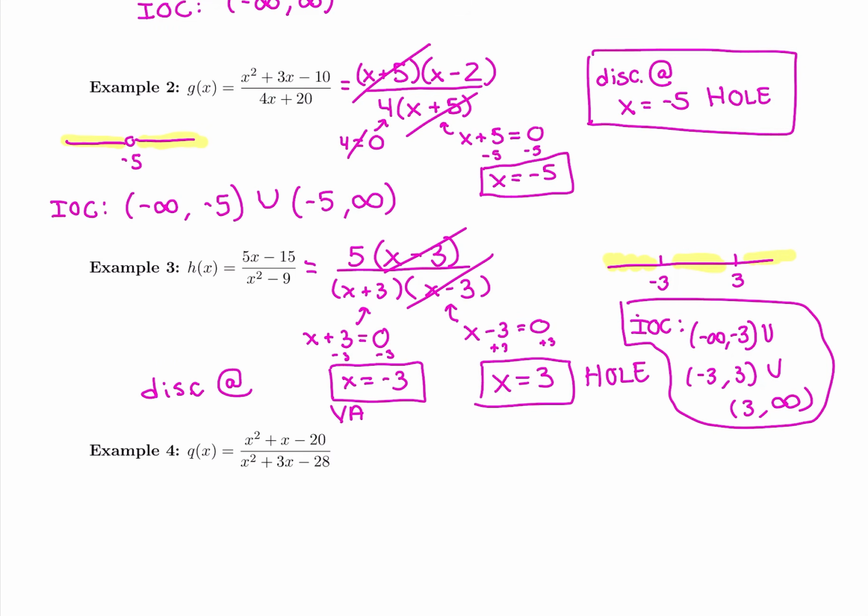So see if you can pause the video and try this last one. Factor the denominator first because discontinuities come from the denominator. See what makes you discontinuous. Then factor the numerator to see the type of discontinuity. If it cancels, it's a hole. If it does not cancel, it's a vertical asymptote.